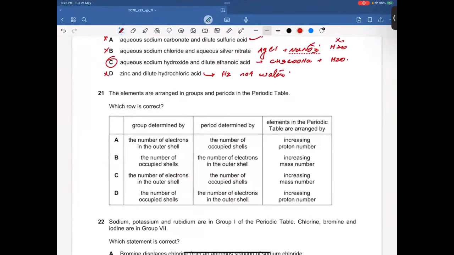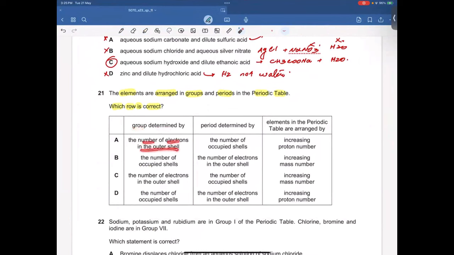Number 21. The elements are arranged in groups and periods in the periodic table. Which row is correct? Option A, group determined by number of electrons in the outer shell.